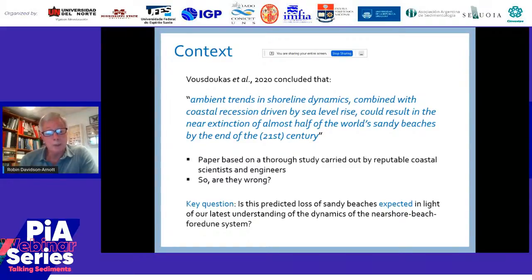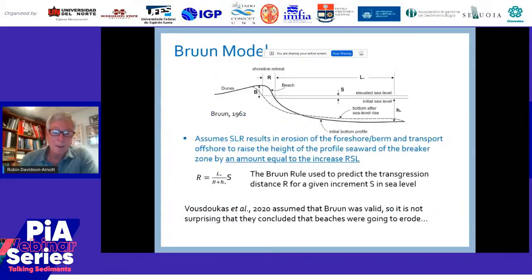What would we and should we expect to happen to beaches and sandy beach and dune systems if sea level rise continues as it is? And of course, the latest IPCC report that came out last week is another driver of this kind of study.